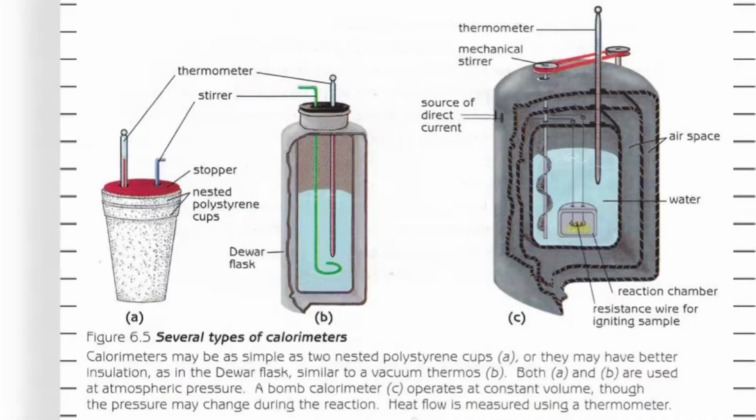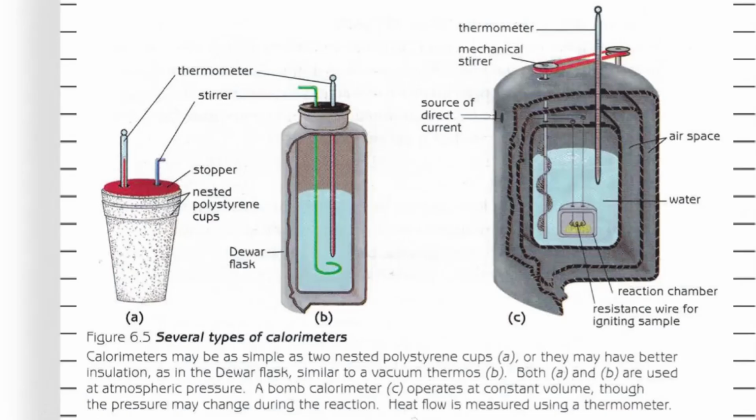To measure the heat, there's a tool called a calorimeter. Figure 6.5 in your book shows some different calorimeters. They try to insulate the water, or whatever substance they are putting the hot thing into. They've got a thermometer to measure the changes, and a stirrer of some sort to agitate the liquid and keep it moving around.